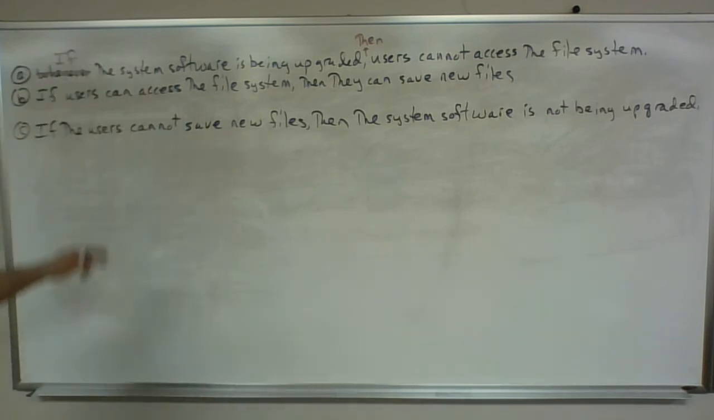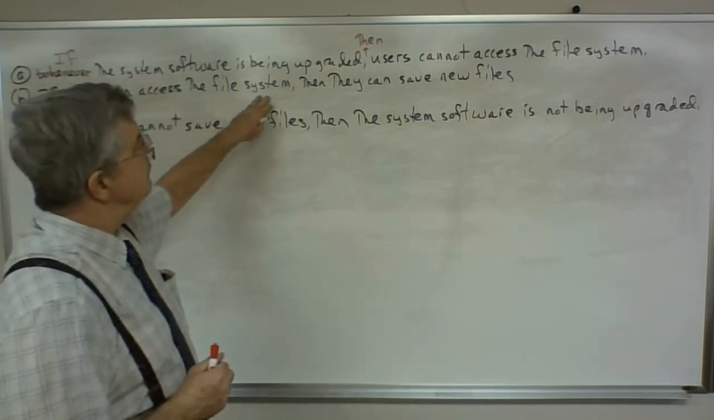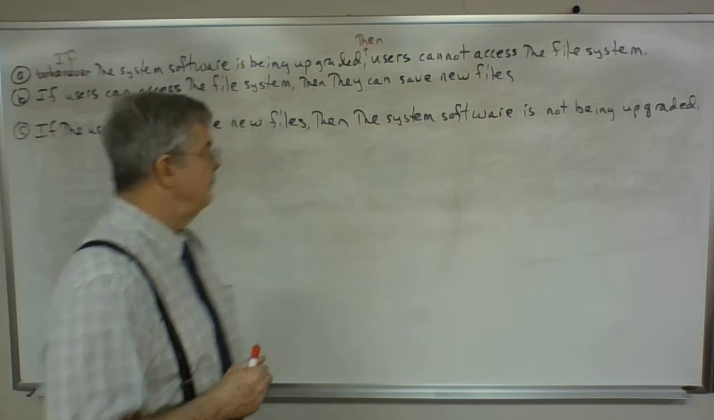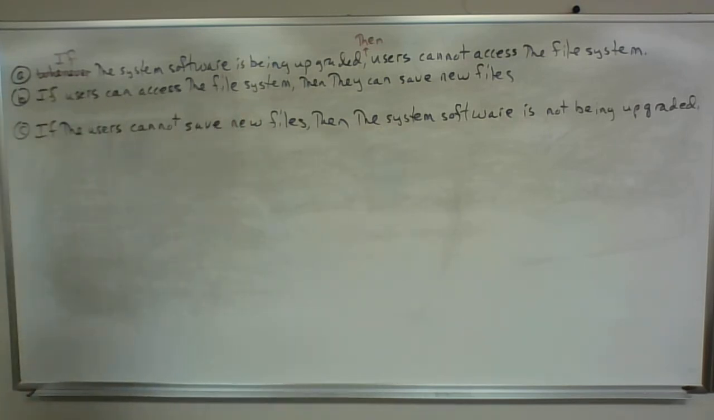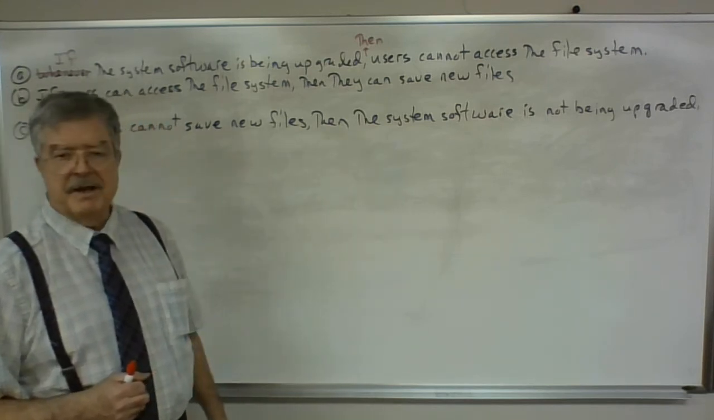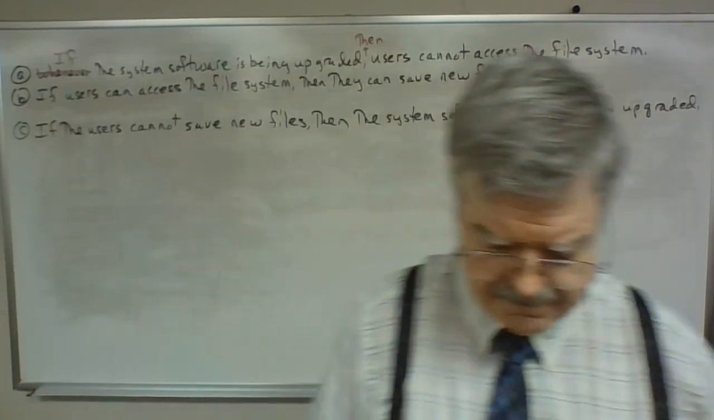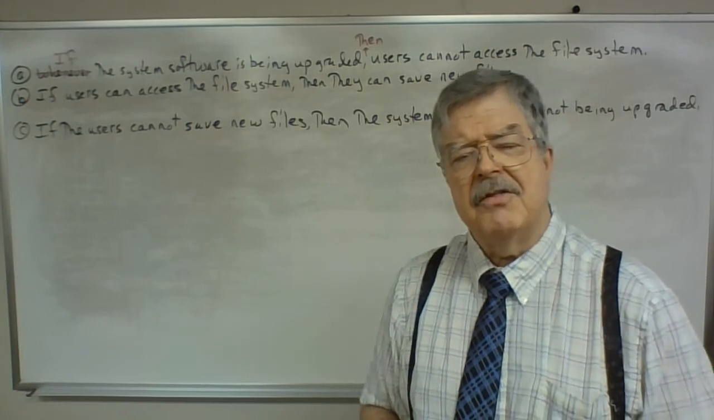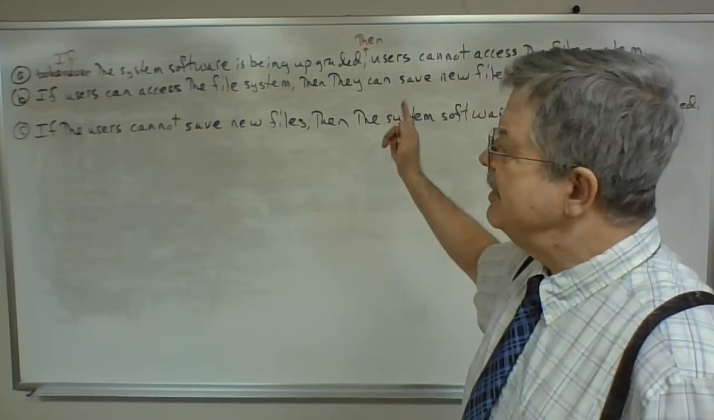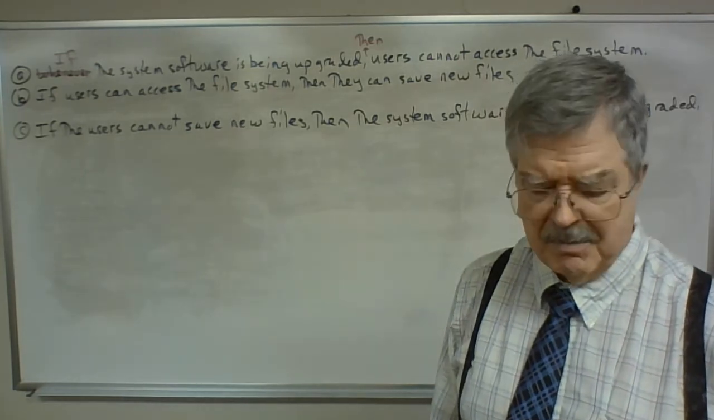Now, this next thing I think is fairly straightforward. If users can access the file system, then they can save new files. And what about this? If the users cannot save new files, then the system software is not being upgraded. Okay, I think we know what's being said. Now, the next thing that I want to do is express these things in terms of simple statements or simple propositions.